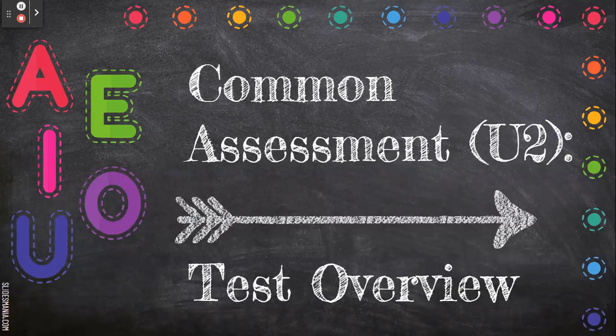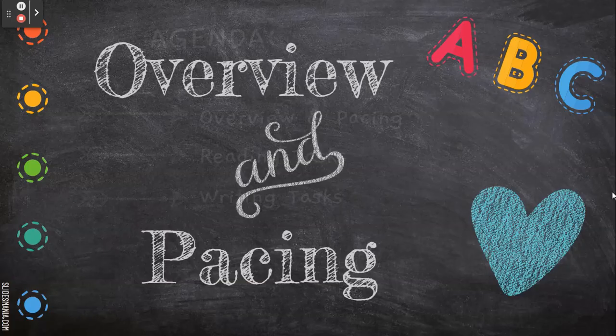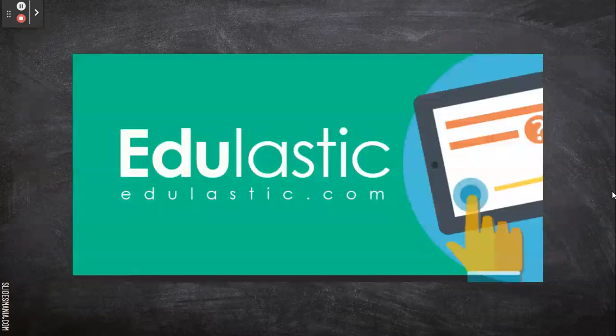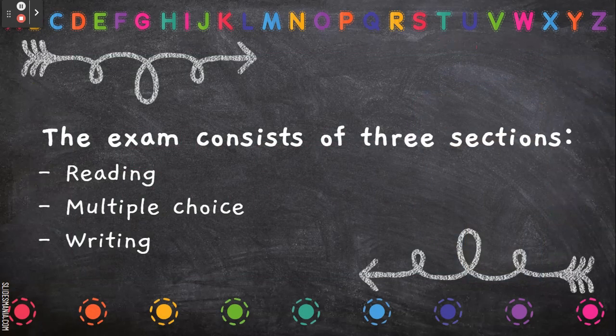Let's have a look at our Unit 2 Common Assessment. We'll look at an overview and look at the reading and writing tasks as well. This test is going to be on Edulastic, similar to the last one. It has 3 parts: reading, multiple choice, writing.